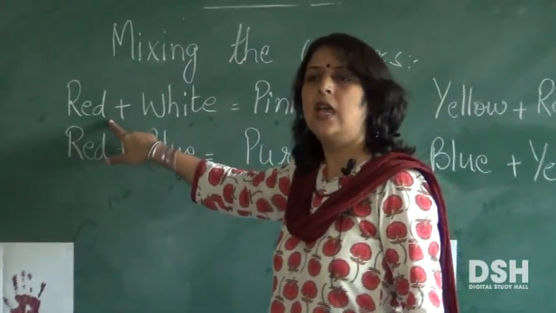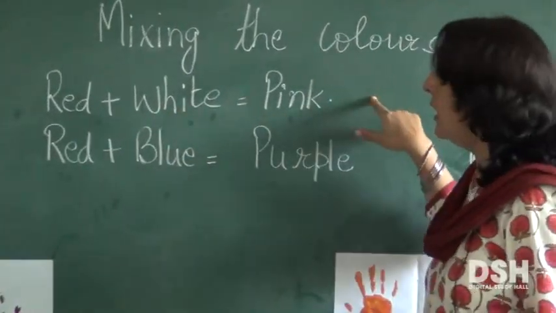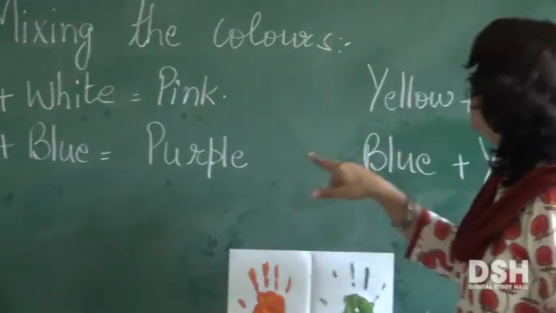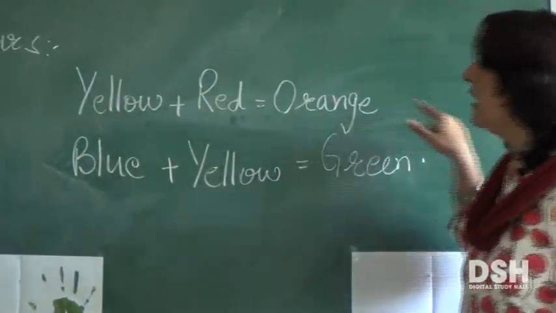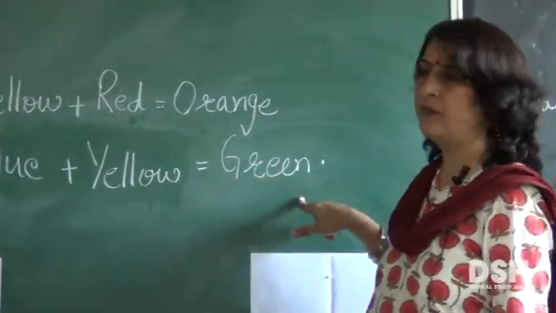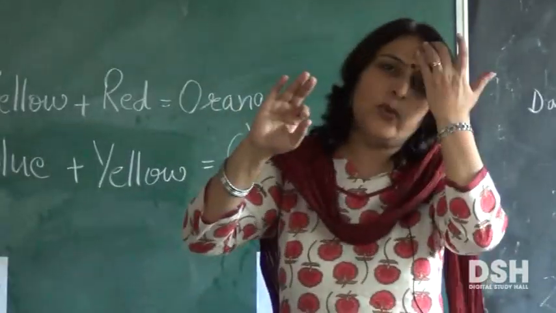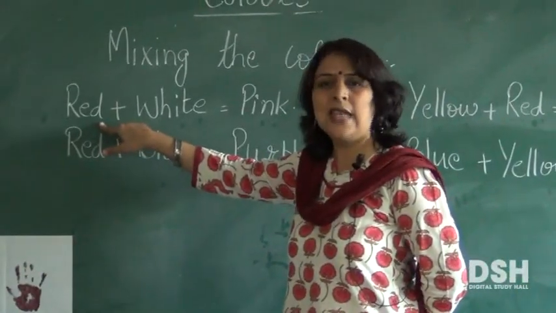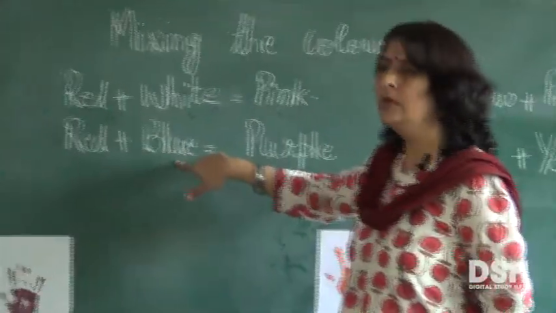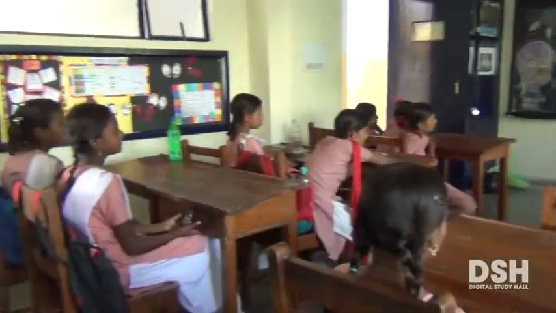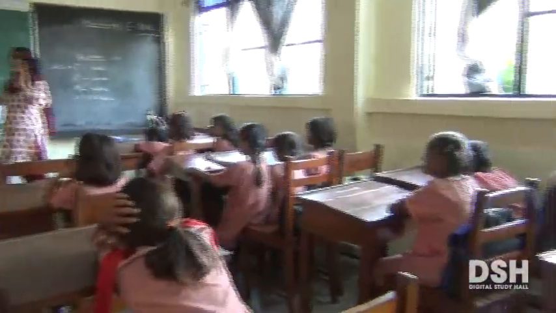Now, we made it like red. Red was there. Red and white made pink. Red and blue made purple. Then yellow and red was orange. And blue and yellow was green. So which are the three colors which are basic? They are red. Say red. Red. Blue. And yellow. If you have these three colors, you can make any color.